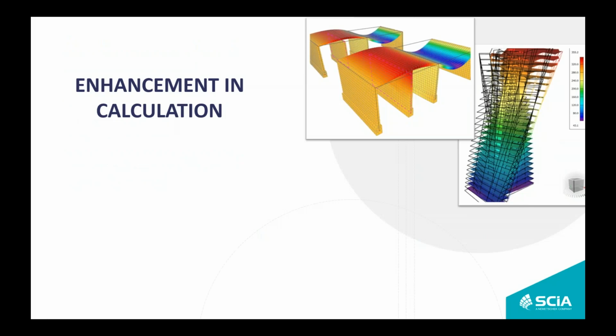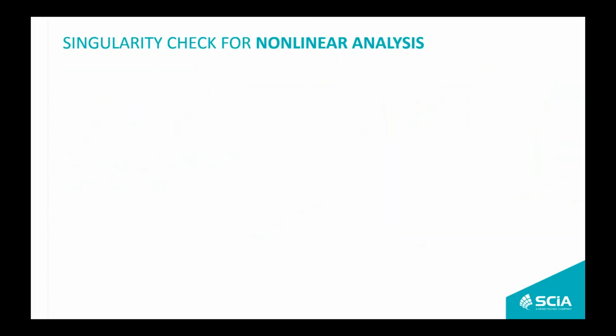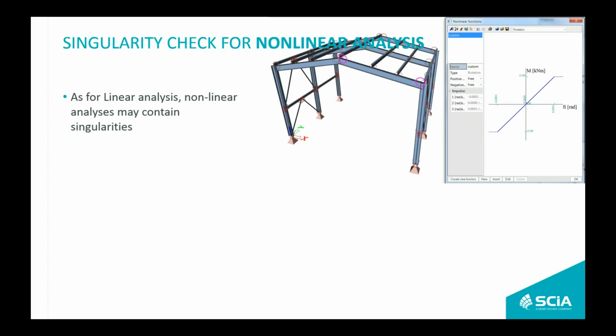Let me show you some enhancements that we did in the analysis part. The first feature that we introduced is the Singularity Check for nonlinear analysis. Imagine here, in this case, I have deliberately created a structure where the bending moment is exceeding the maximum bending moment that is defined by, in this case, hinges on a beam.